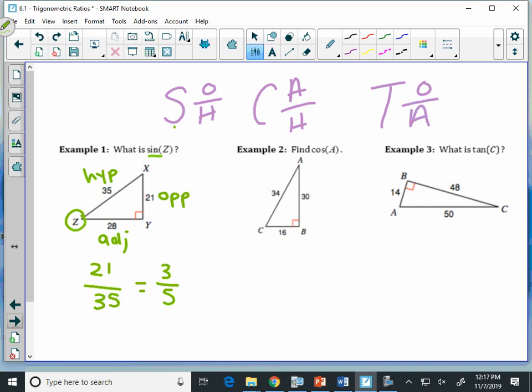Example 2, we want to find the cosine of angle A. So I'm going to start with angle A. That's what I'm finding the cosine of, and label my sides based off that angle. If we go across, that's our what? Opposite. If we go to our 90, go across, that's our hypotenuse, and the side left over is the adjacent.